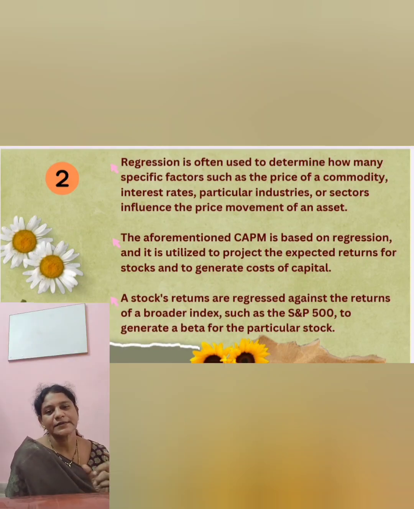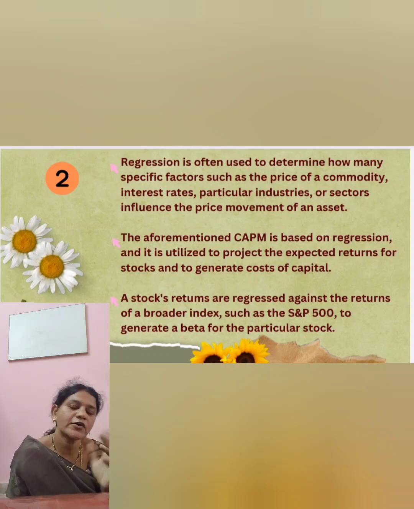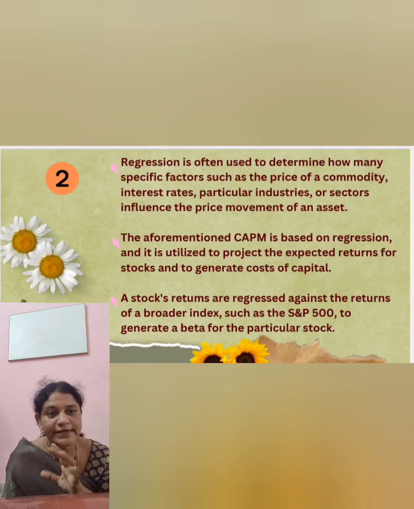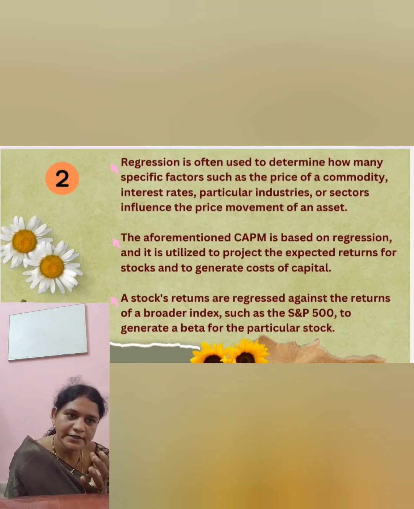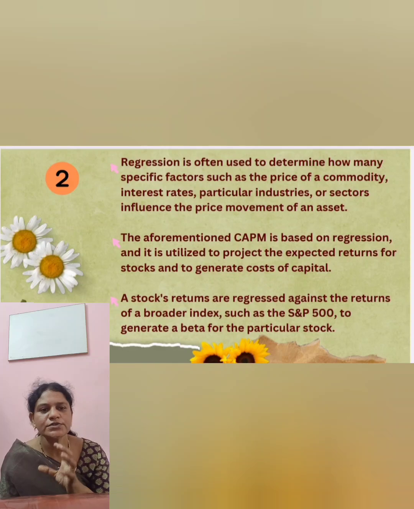The capital asset pricing model is based on regression and is utilized to project the expected returns for stocks and to generate the cost of capital. Stock returns are regressed against the returns of a broader index, such as the S&P 500, to generate a beta for the particular stock.